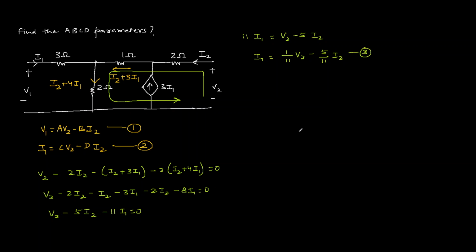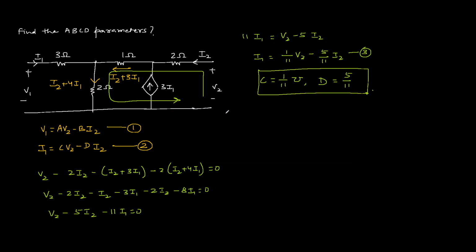This is equation 3. It has I1, V2 and I2. Equation 2 has I1, V2 and I2. So now compare equation 2 with equation 3. This will give C equal to 1 over 11, and its unit is mho, and D, which is the ratio of two currents, and its value is 5 over 11.